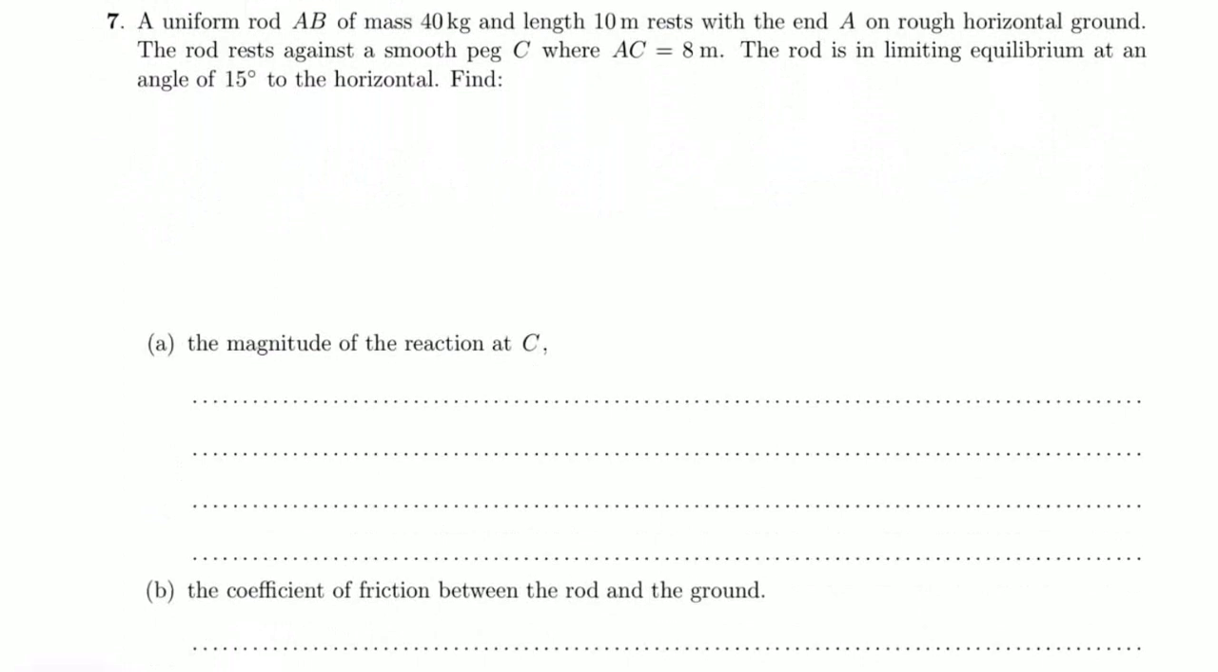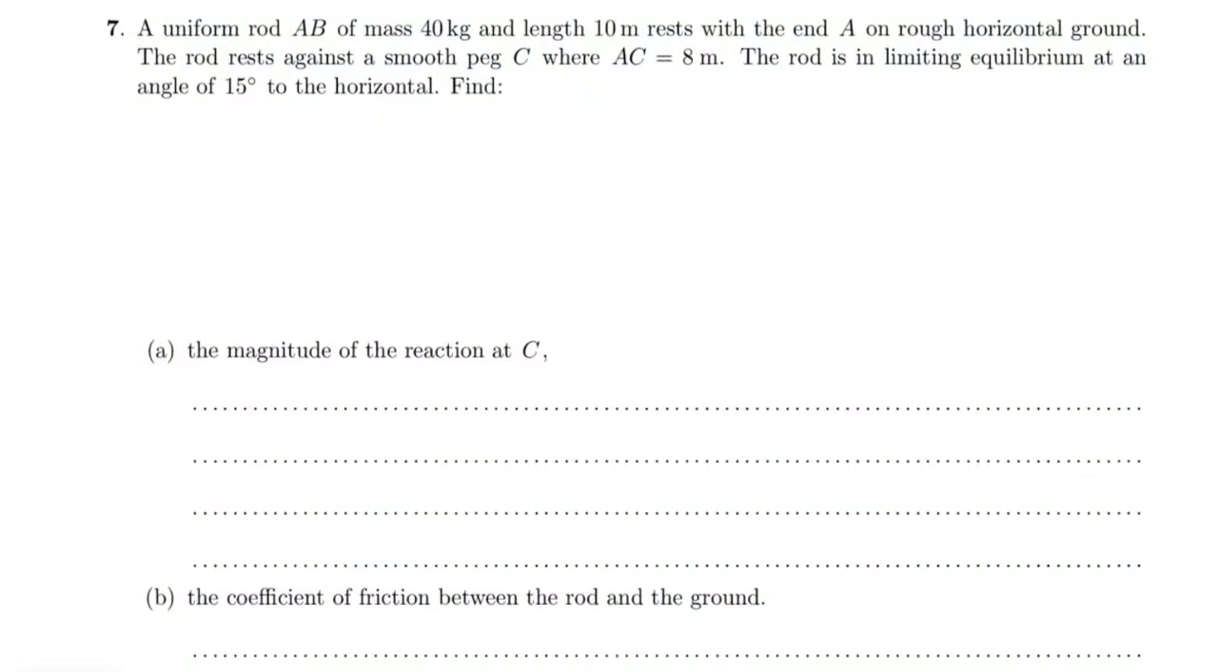This is question 7 in your booklet. It says a uniform rod. I'm going to underline key things. First of all, uniform, which means that the centre of mass is going to be halfway along the rod. A uniform rod AB of mass 40 kilograms and length 10 rests with end A on rough horizontal ground.